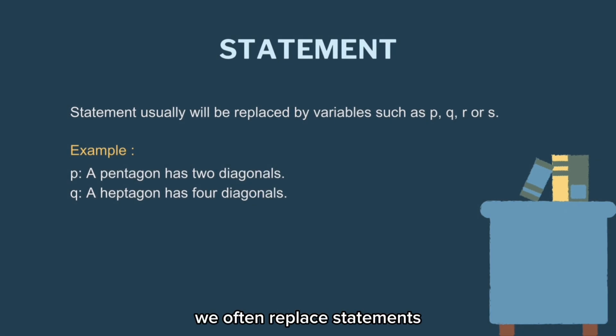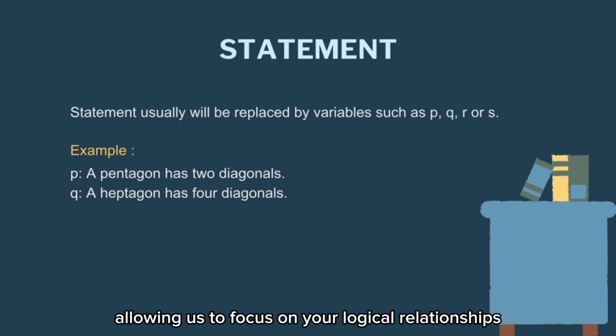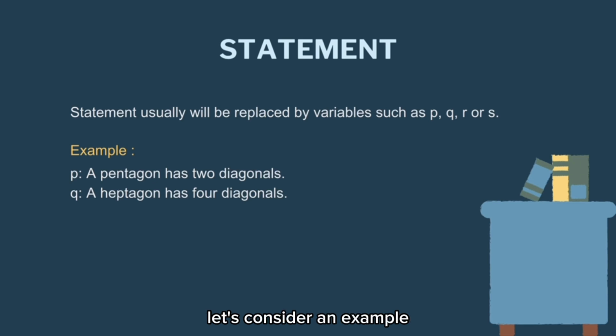In logic, we often replace statements with variables such as P, Q, R, or S to simplify reasoning. These variables stand in for specific statements, allowing us to focus on their logical relationships. Let's consider an example. Let P represent a pentagon has 2 diagonals. Then let Q represent a heptagon has 4 diagonals. By using these variables, we can analyze logical structures without getting bogged down in the details of the specific statement.